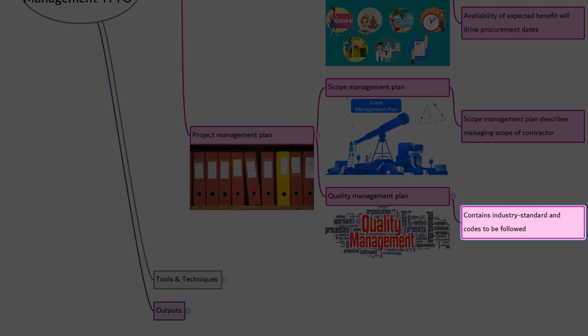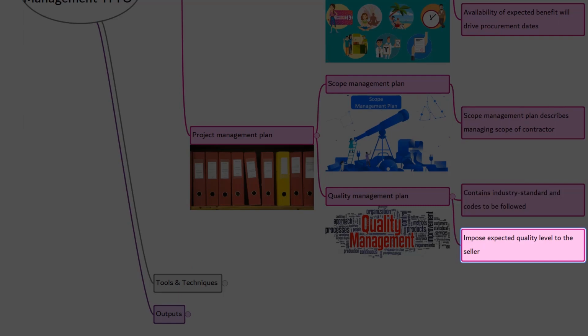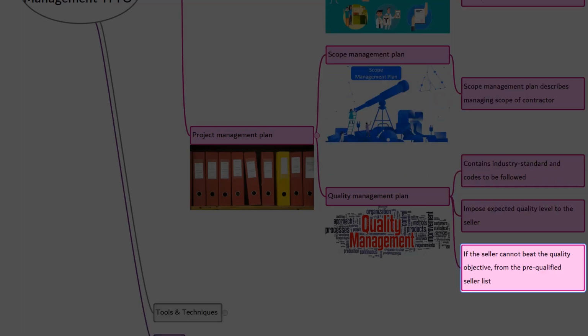The quality management plan contains the applicable industry standards and codes to be followed. The quality management plan helps to impose the expected quality level of deliverables that are outsourced from the sellers. The defined quality level in the quality management plan may be an input to select the seller who can fulfill the quality objectives. Based on past experience, if it's found that the seller cannot deliver the expected quality, then he can be directly removed from the pre-qualified sellers list for this project. This can save some time looking for the sellers who can meet the quality objectives.